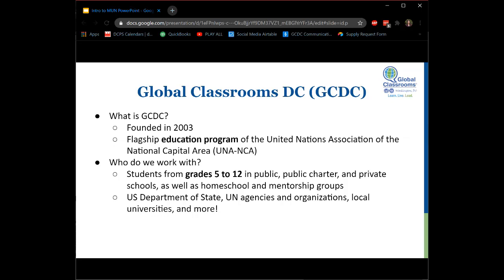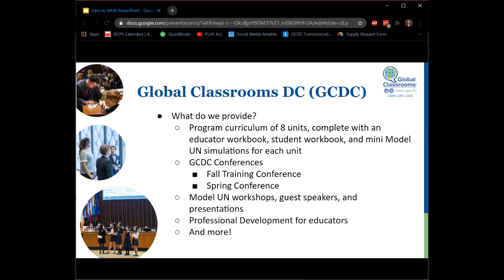Just a little bit more about what we provide as a program and what signing up could provide your school or your group. As part of our year-round community program, we provide a curriculum of 8 units, which includes an educator's workbook, a student workbook, and mini Model UN simulations for each unit. It'll range from 1 to 2 per unit. So you really have a chance to get a real feel for what a Model UN committee might be like. There are absolutely no prep simulations, so there's no background research required. Students really can just take the country placards and debate the topic at hand with those.